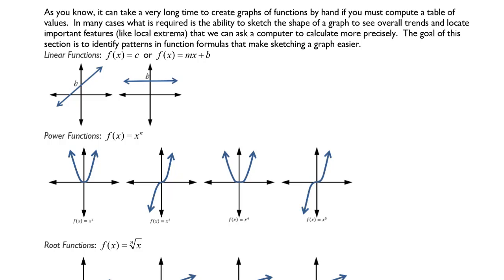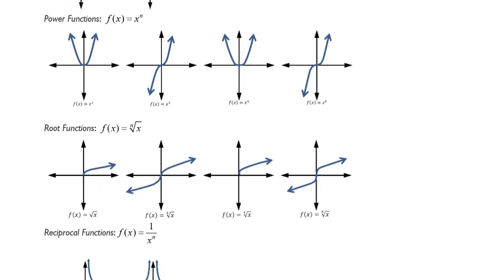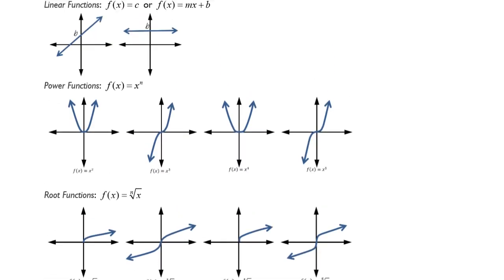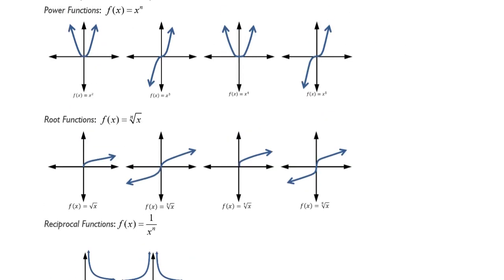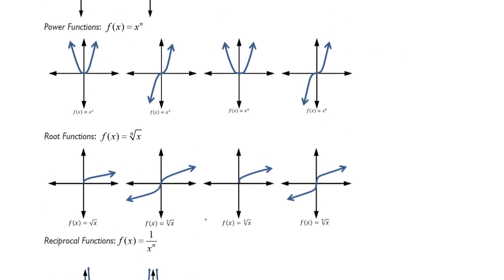If we look at the functions below, we have the sketch of a linear function, and remember that b represents the y-intercept. We have horizontal functions, where you would have y equals some constant, like, say, 5, and you get a horizontal line. We also have power functions.